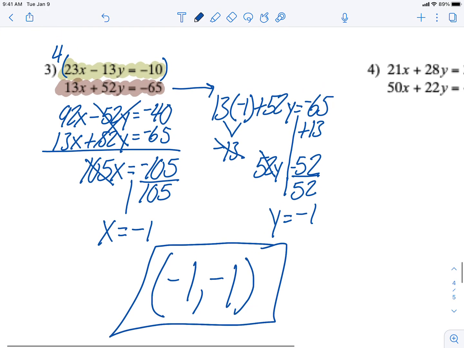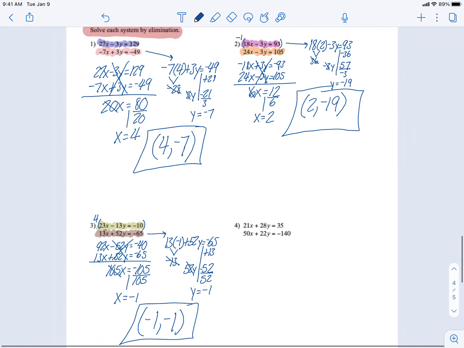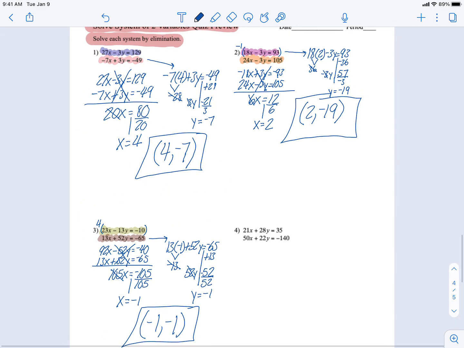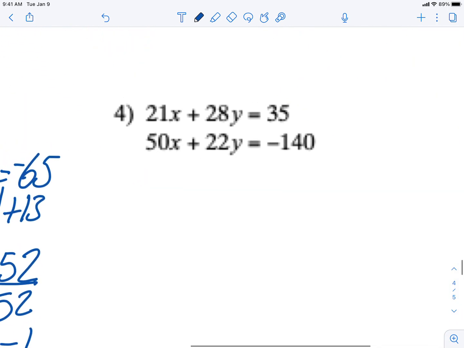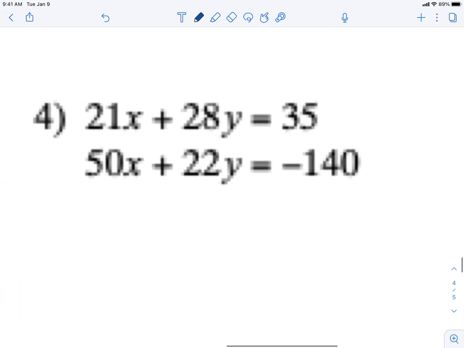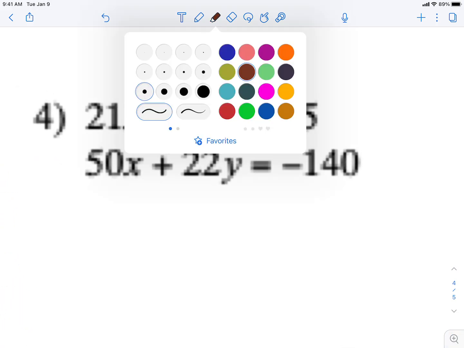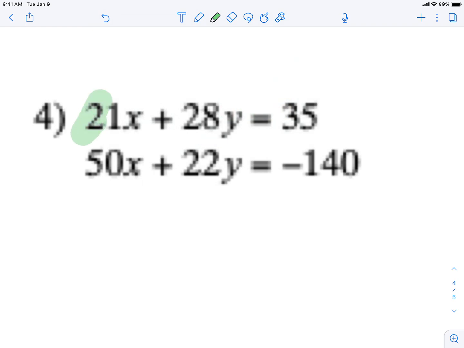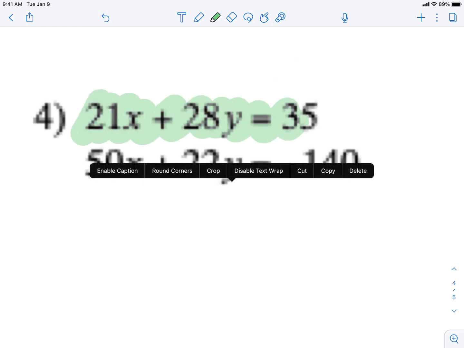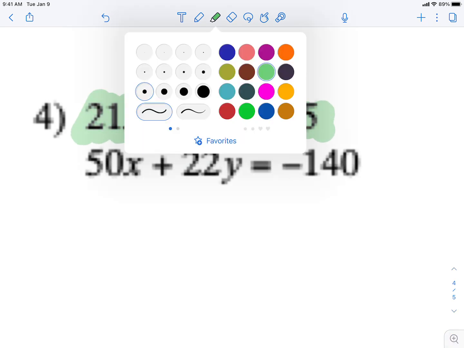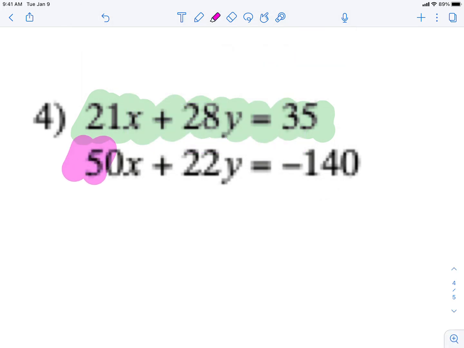Look at that. There you go. So far we've gotten 3 different examples of elimination, right? Okay, finally, we're going to get one more example of elimination. So I'm going to highlight this one in green. And I'm going to highlight this one in pink.